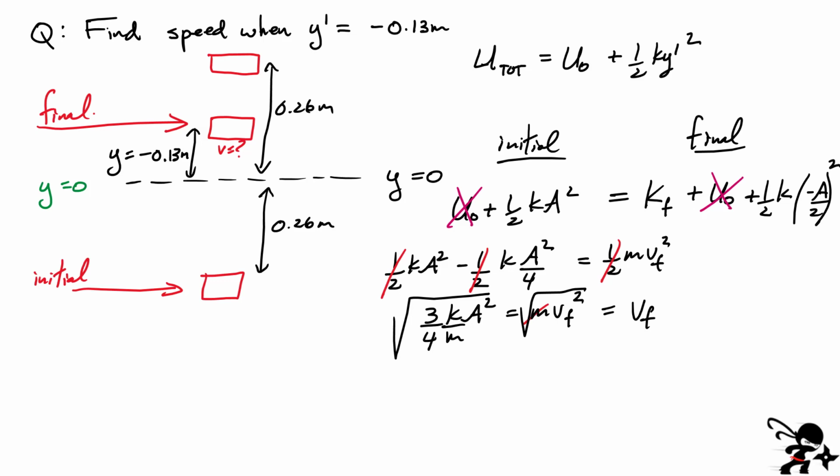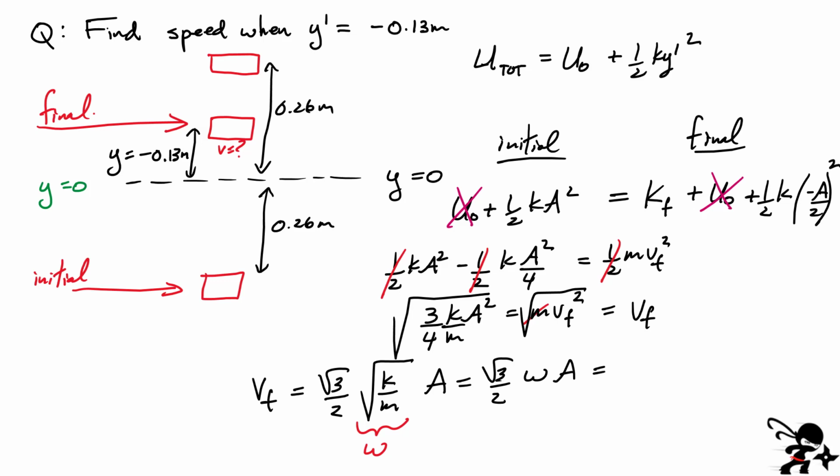Just the magnitude that I'm looking for, the speed. I can write this v final as square root of 3 over 2. Now this middle term, look at this, square root of k over m, and then I'm left with A. The square root of k over m is the definition of omega. So my v final is square root of 3 over 2, times omega, times A. Now you substitute in all the values: 7.82, and my amplitude was 0.26. And lo and behold, you're going to get a v final equal to 1.76 meters per second.